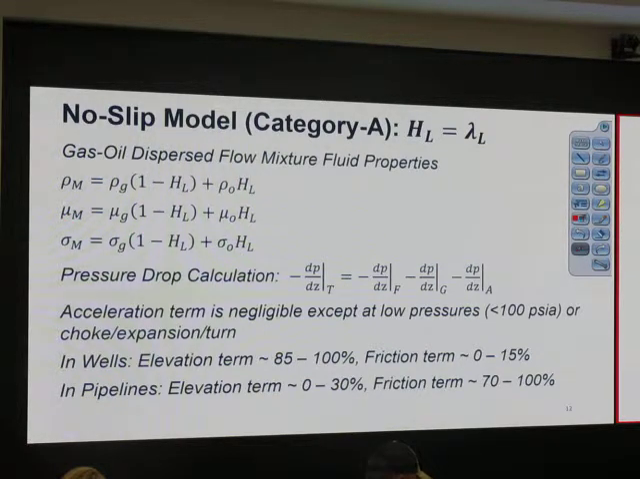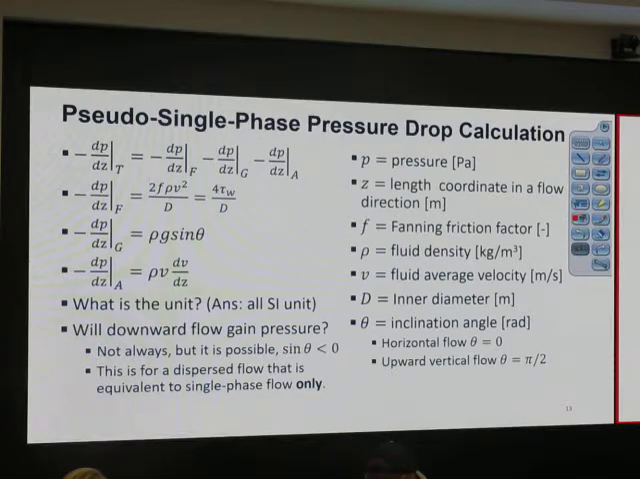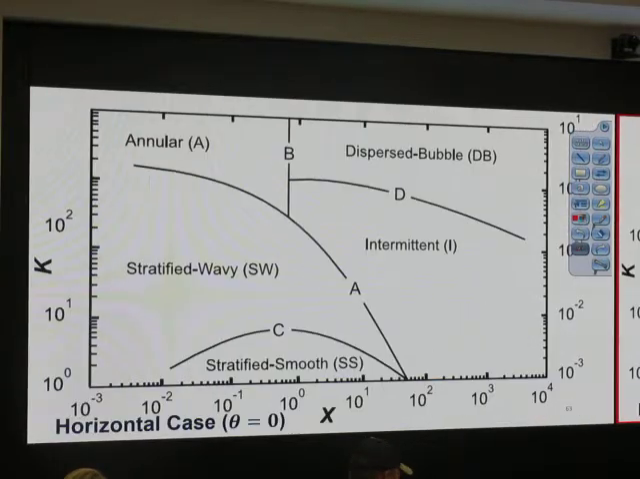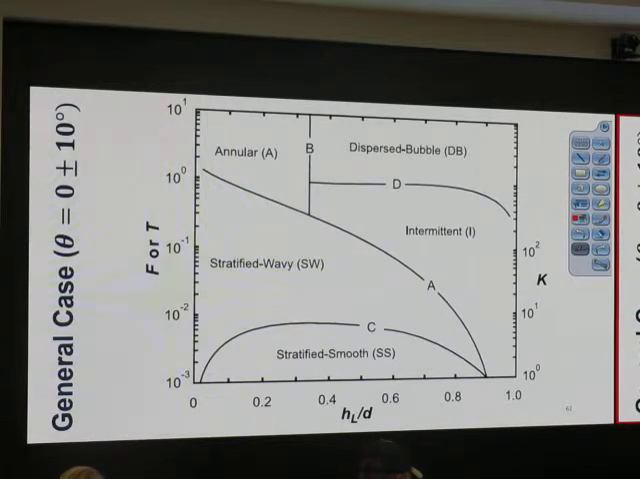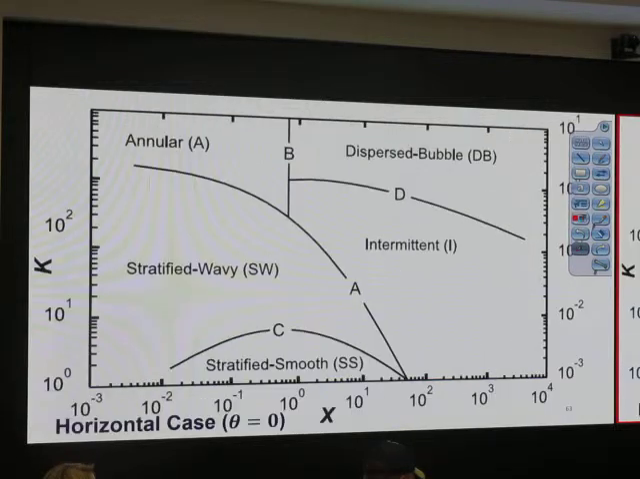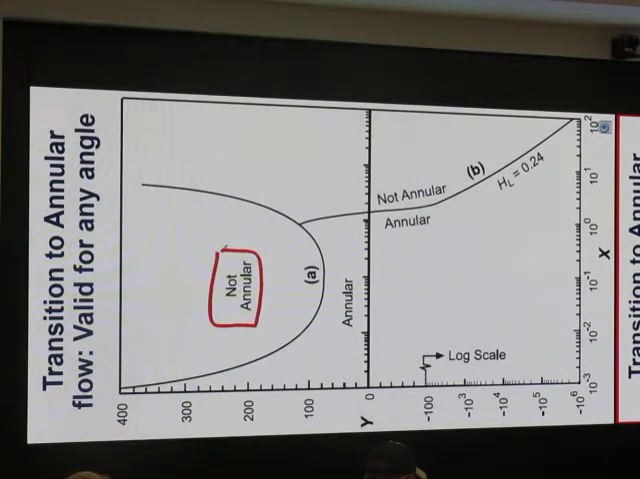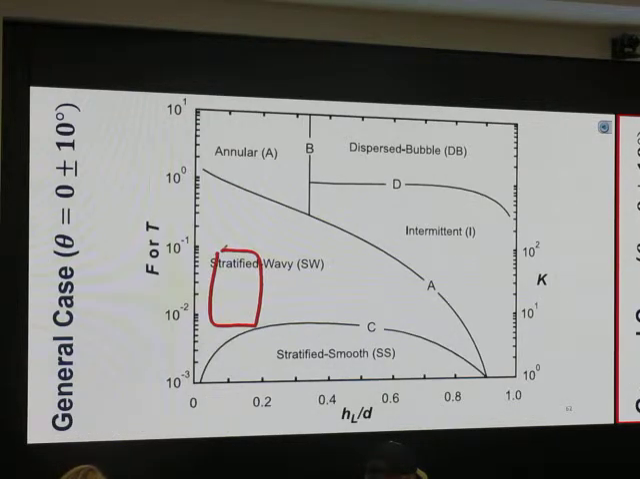More questions? Okay. Alright, this is the way we do flow pattern for horizontal and near-horizontal flow. It's not for every angle. It cannot be used for vertical flow. So in vertical flow, we have an easier version. This is just to check if it is annular flow or not annular flow. Sometimes the prediction from this graph is not the same as the prediction from this graph.